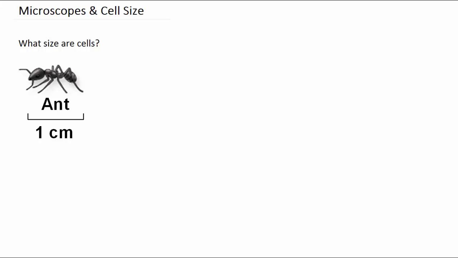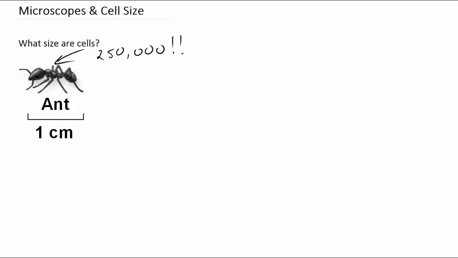This ant is a centimetre in length, and it's a multicellular organism. This means it's made up of multiple cells. In fact, just its brain can be made of as many as 250,000 cells, which is pretty staggering. So you have to use units that are smaller than a centimetre to measure cells.